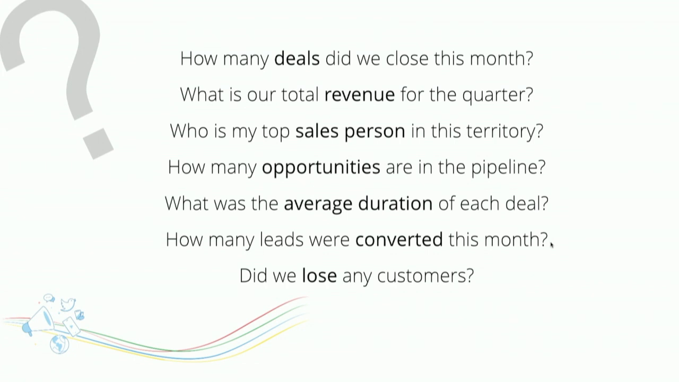What is our total revenue for the quarter? Revenue lies within the amount field, which is, again, in the deals module. So you're pulling the same module again as your primary piece of information, and you need total revenue. So that is the amount field.